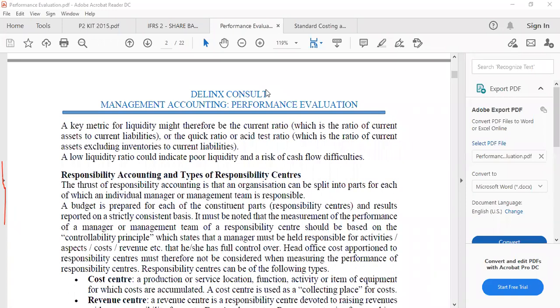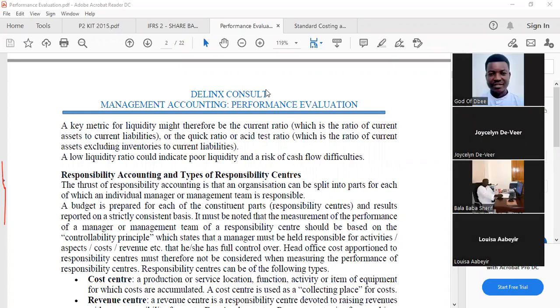But if I give you money to go and buy something for me, and you don't use the money well, I can blame you for misusing the money, because the money is under your control. So in responsibility accounting, we can only use things that management can control to measure their performance. We only use performances that are controlled by management.